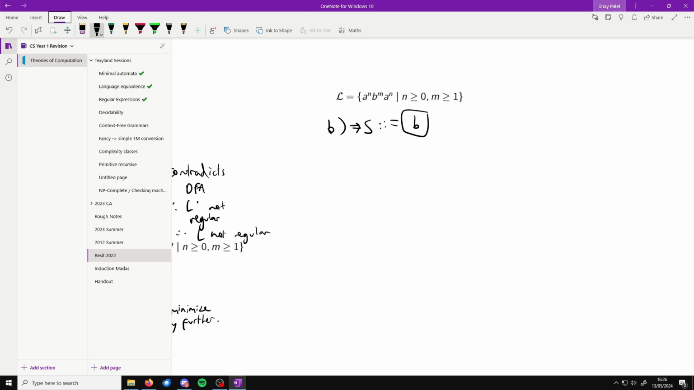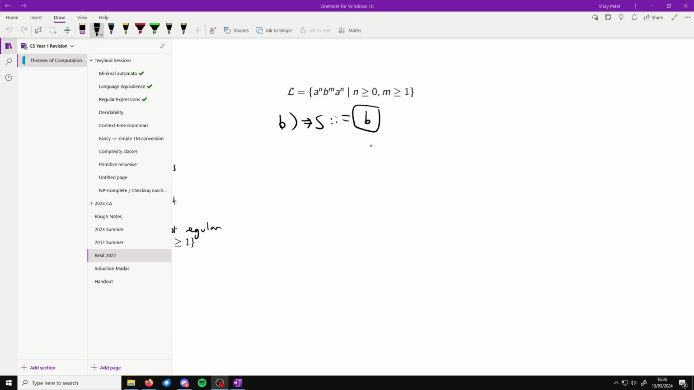One sec, I think my OneNote's just bugged out. Okay, so yeah, it can be b because we have to have at least one b, because m is greater than or equal to 1. So it can either be b, or it can be a, then something represented by the start symbol, and then a again. And that's all we'd need to do, really, right? Here we have at least one b. What's wrong with this one, Ollie?